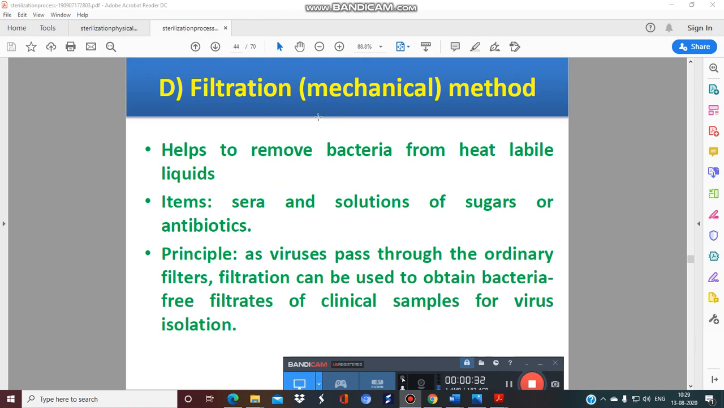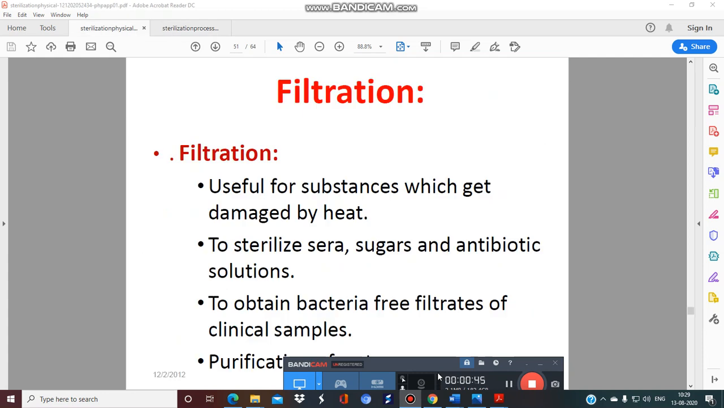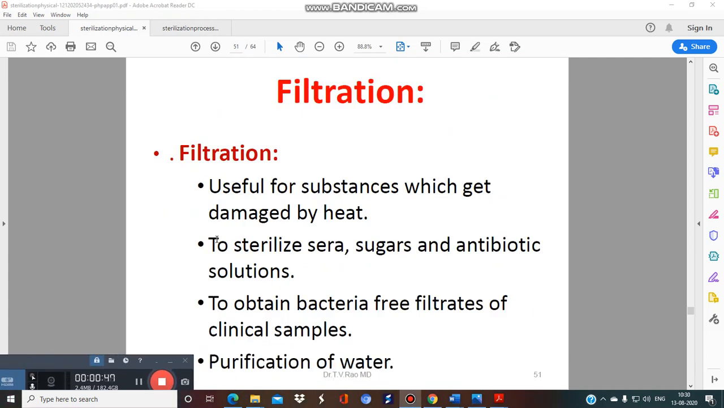Filtration is a mechanical method and it helps to remove bacteria from heat sensitive liquids. Where we have a heat sensitive liquid, we will follow this filtration method. It is used to sterilize sera, sugars and various antibiotic solutions. It is also widely used in the purification of water. We use filters in our homes also. There are different types of filters available in the market now.